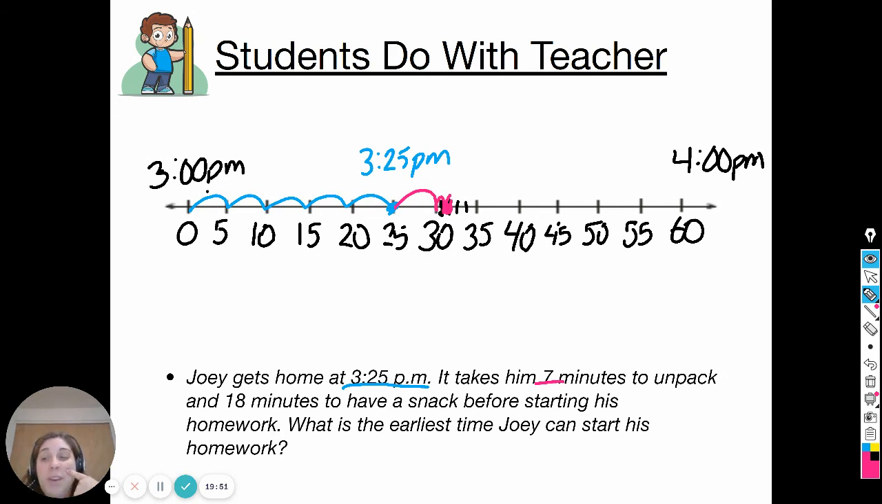Okay. Now we got to figure out what time that is. Well, we're at the 30, and we went 2 more. So 30, 31, 32. So that's 3:32 p.m. So he finishes unpacking at 3:32 p.m.